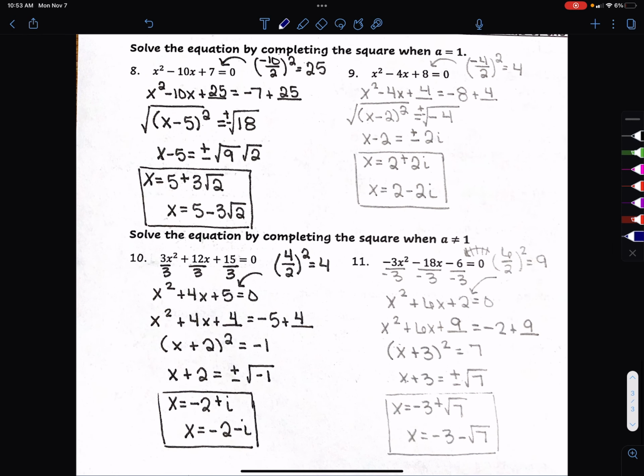Okay, so here's your solutions for number 9 and 11. If you have any questions on either of those problems, please don't hesitate to reach out, message me. I'm happy to go over them with you.